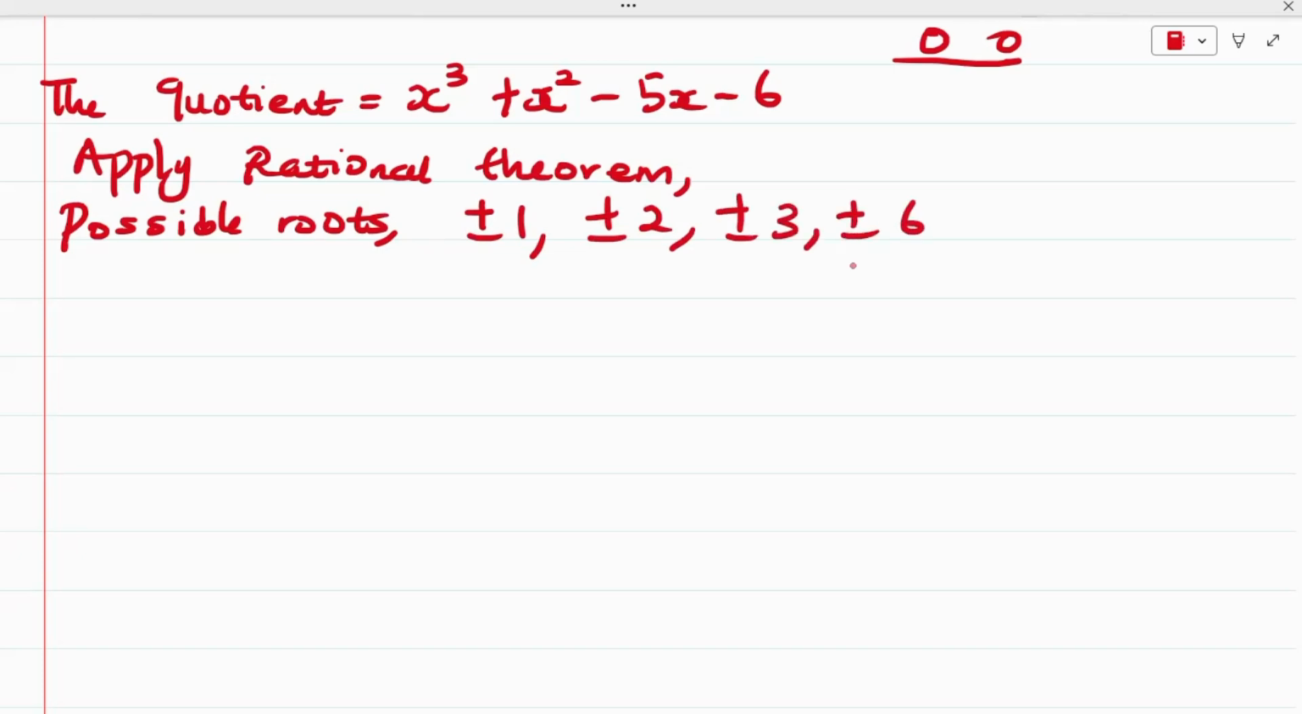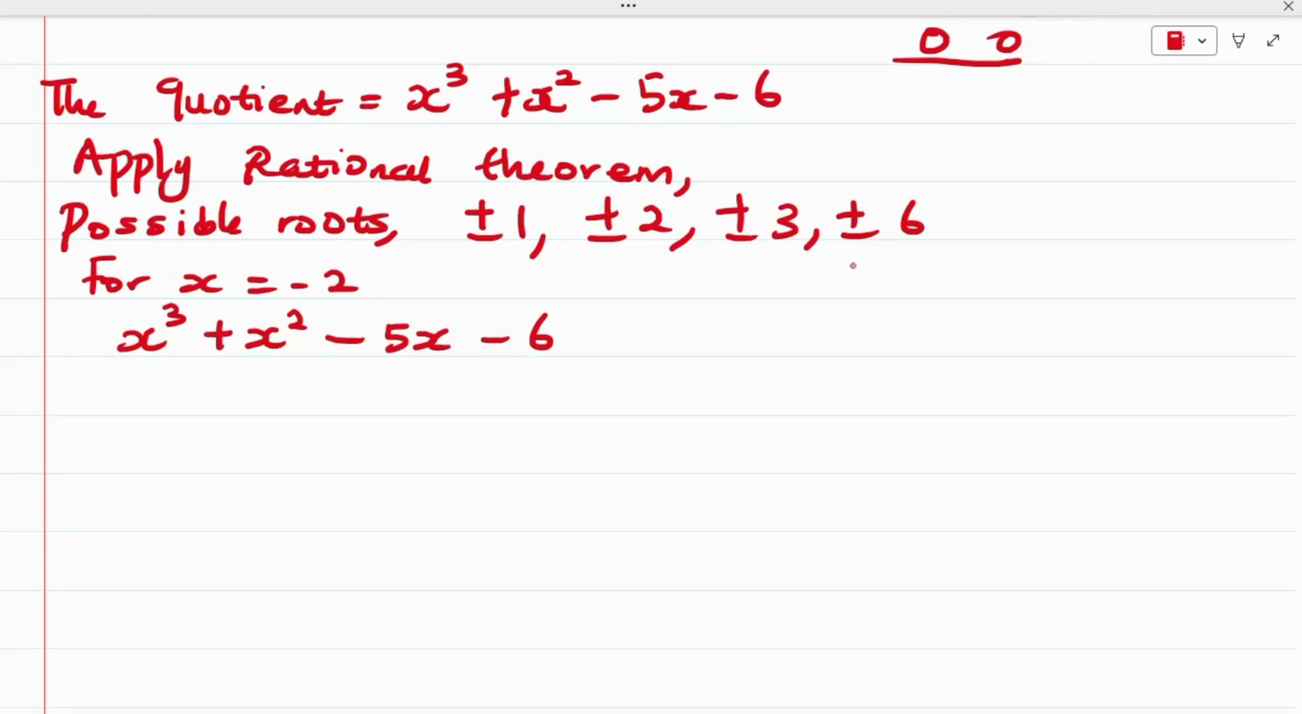All right, now we have been able to test for x equals positive 1, which is a root. Now x equals negative 1 is not a root. You can try that out and see if I'm actually correct. Now x equals positive 2 actually is not a root. You can try that out, but x equals negative 2 is a root. So to save much time, I'm just going to go straight into x equals negative 2, and the quotient is given as x cubed plus x squared minus 5x minus 6.